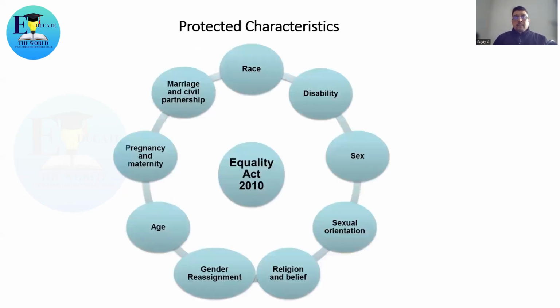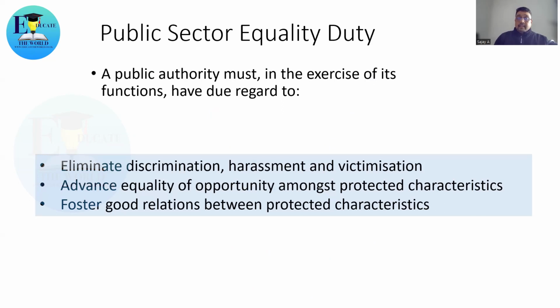These are the protected characteristics: race, disability, sex, sexual orientation, religion and belief, gender reassignment, age, pregnancy and maternity, and marriage and civil partnership. And there is something called a public sector equality duty, which means a public authority must, in the exercise of its functions, have due regard to eliminate discrimination, harassment, and victimization, and also advance equality of opportunity among the protected characteristics.